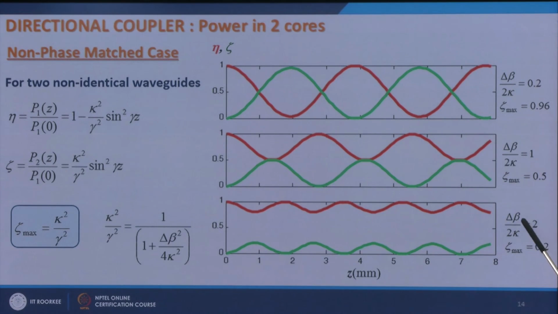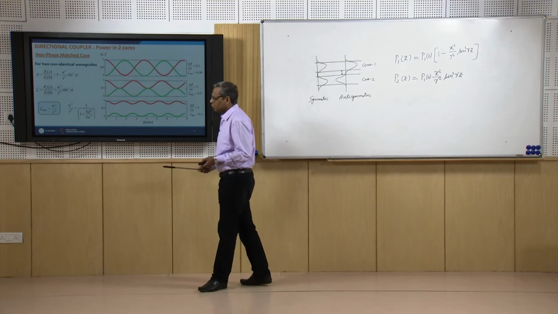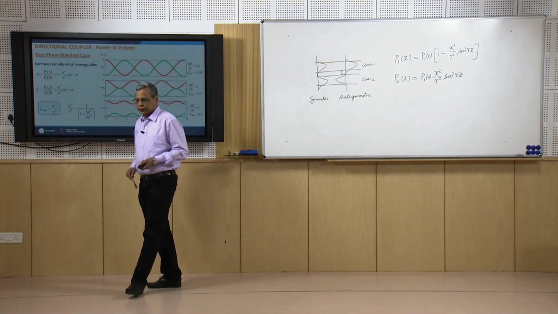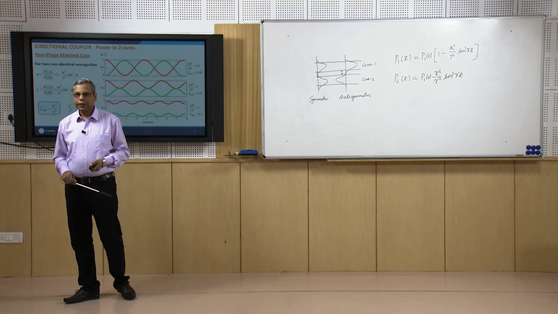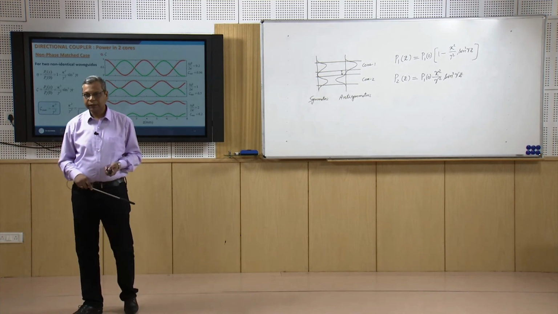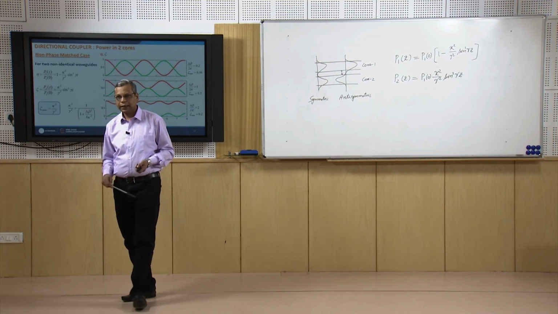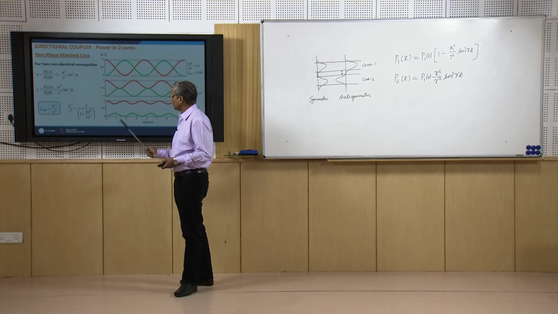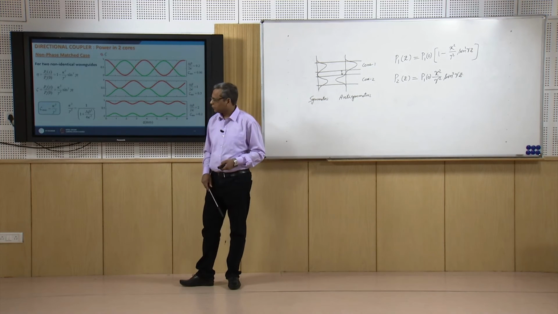If I further increase delta beta and it becomes 4 kappa, delta beta is equal to 4 kappa, then zeta max is only 20%. So, if there is a larger phase mismatch between the two cores, between beta 1 and beta 2, then the coupling of power is not complete.